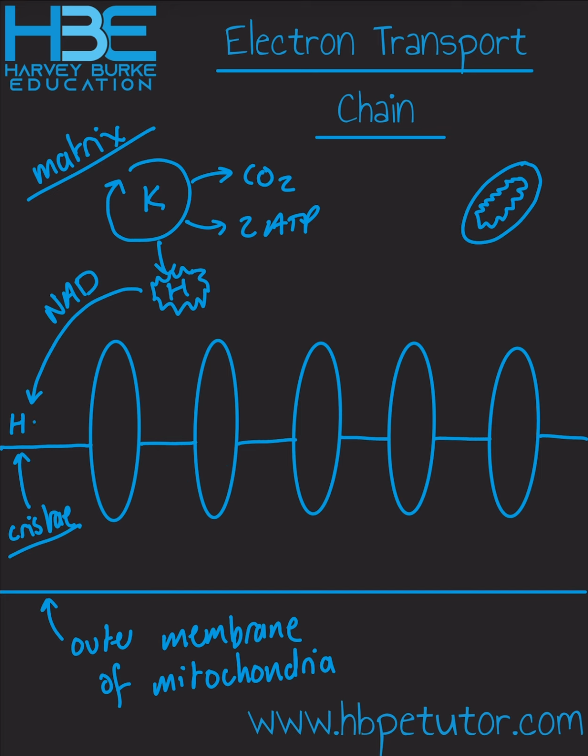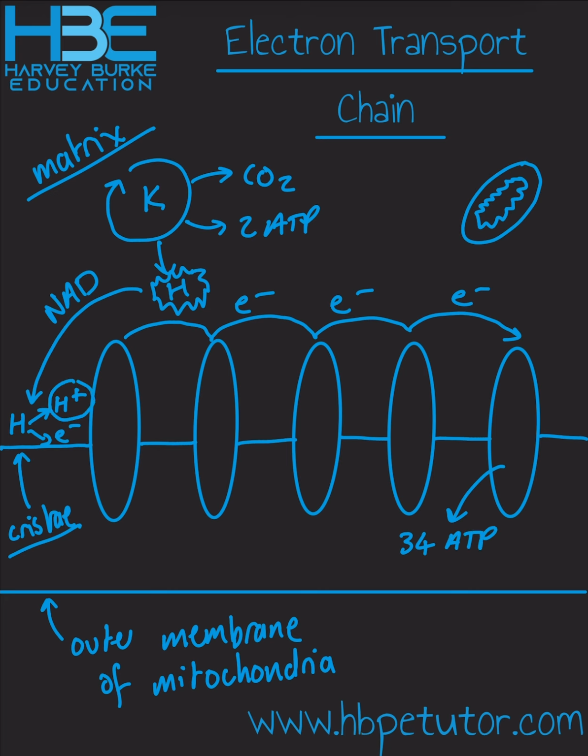And when the hydrogen gets to the electron transport chain and NAD releases it, the hydrogen splits into a H+ ion and an electron. The electrons then diffuse down the electron transport chain, and that's where it gets its name from. So the electrons diffuse down the electron transport chain, and that generates the energy to resynthesize 34 ATP. And then the hydrogen ions that were produced at the start, they bind with oxygen to form water.